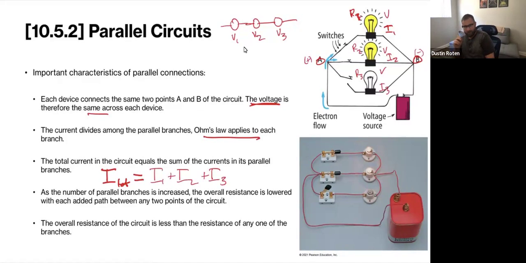Now, here's something else to think about. As the number of branches is increased, you might think that that would also increase the resistance, but it actually works the opposite way. So here we have 3 branches, but if we increase that number, let's say something ridiculous, like if we had 100 branches, 100 lights stretched across this, the overall resistance is lowered. Okay, so the more lamps we put in here in parallel, we're going to have less and less resistance. And the question is why?